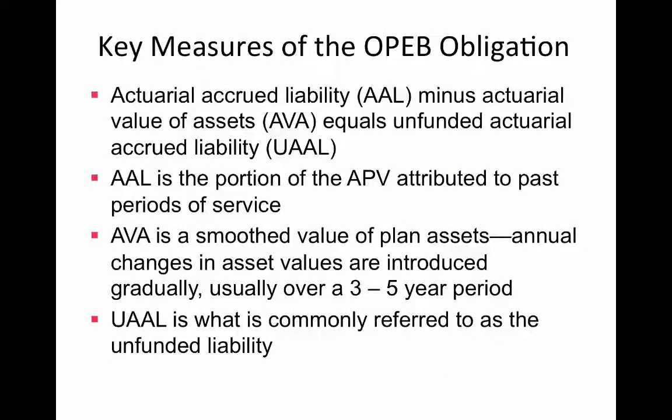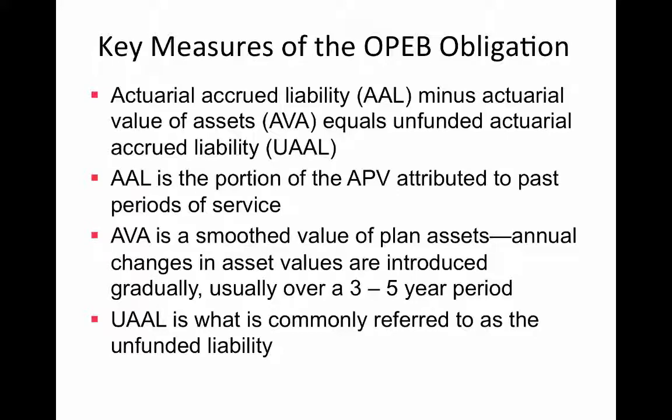So the result of this actuarial valuation are three key measures of the OPEB obligation. The first is the actuarial accrued liability. If you subtract from that the actuarial value of assets, that equals the unfunded actuarial accrued liability. The AAL is the amount I referred to before, the part of the present value that's attributed to past periods of service. That's the total obligation for OPEB.